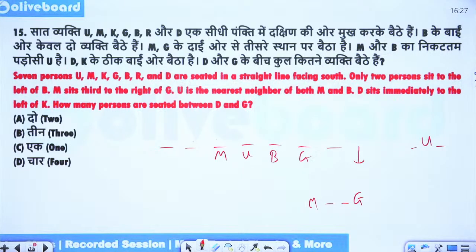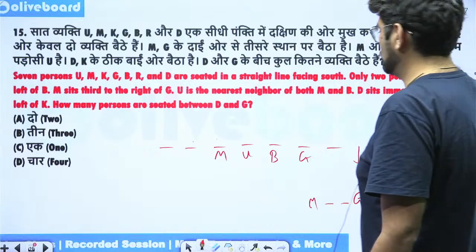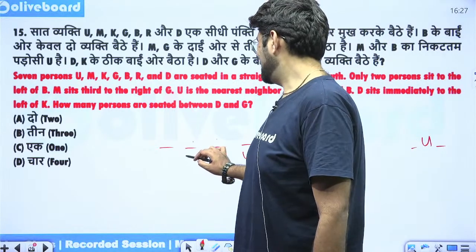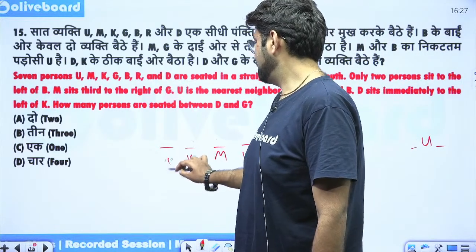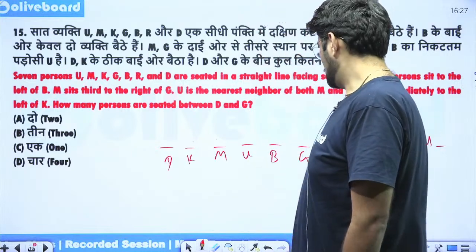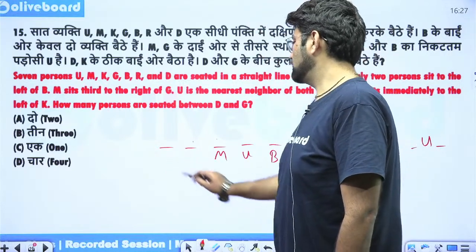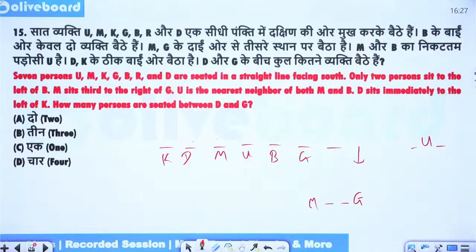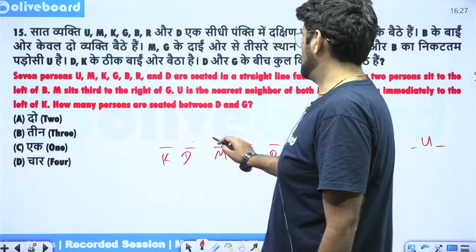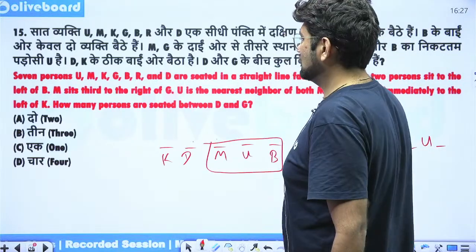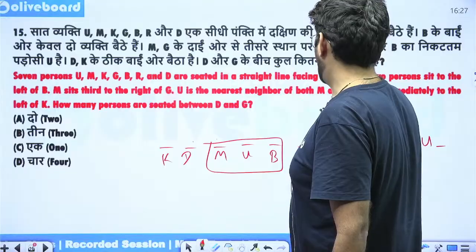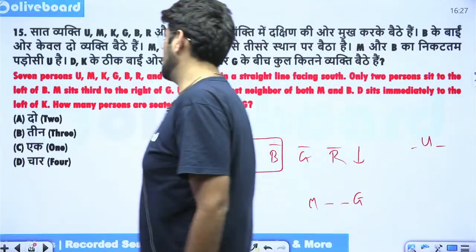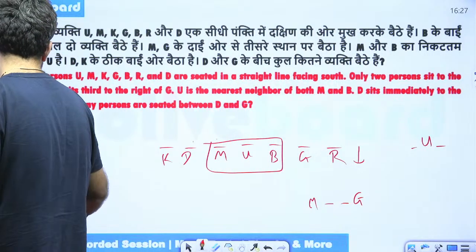D sits immediately to the left of K. This is only possible here. If this is K, this has to be D. No, D sits to the left of K. So this is K, this is D. How many people are seated between D and G? So there are 3 people seated between D and G. M, U and B. Who is this one though? R. So option B, 3, is the correct answer.